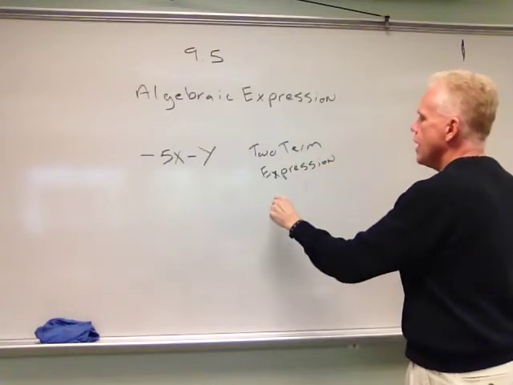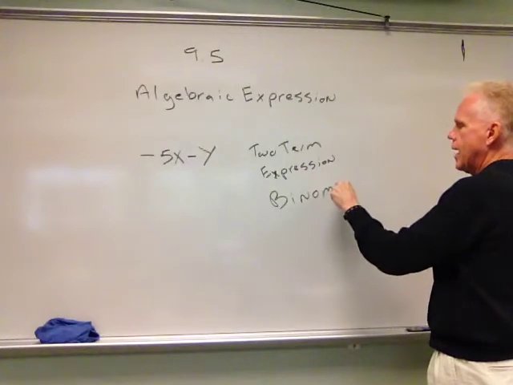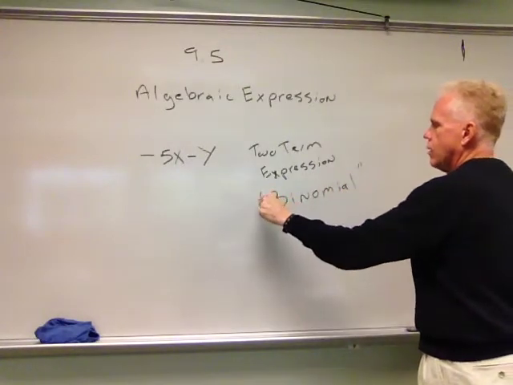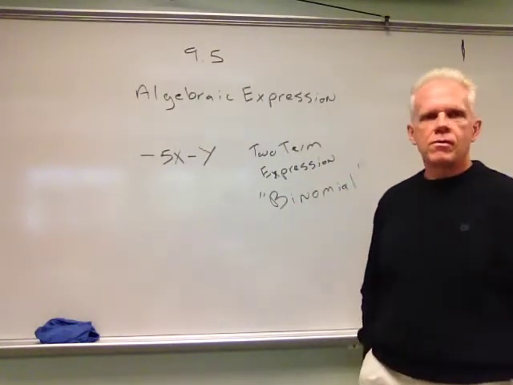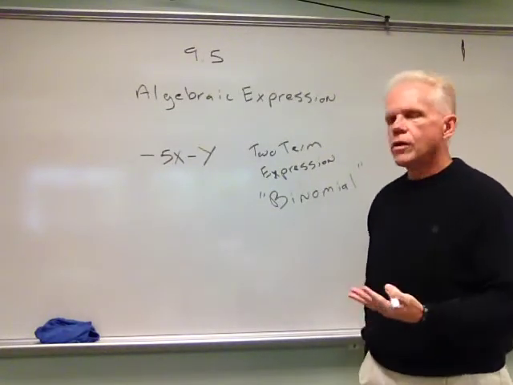And we would know that as something called a binomial, B-I-N-O-M-I-A-L. A two-term expression is a binomial. Okay, so you got a couple examples here of algebraic expressions that I wanted you to be aware of.